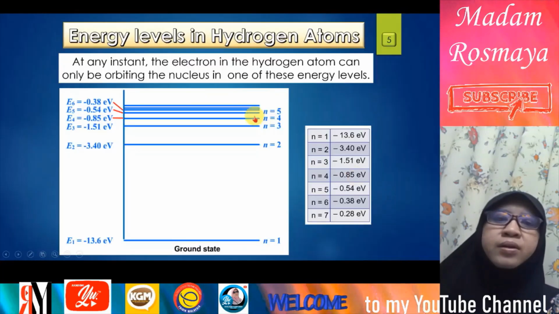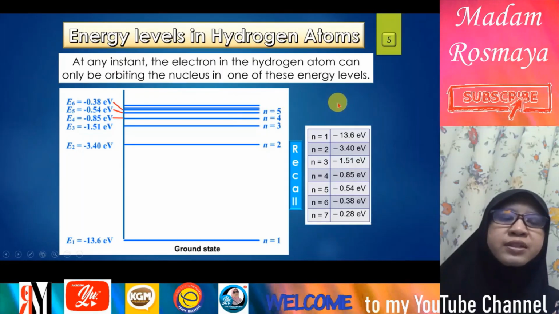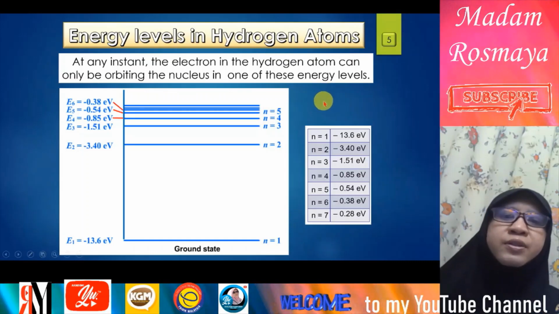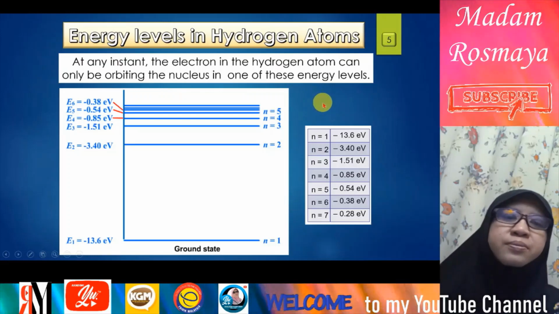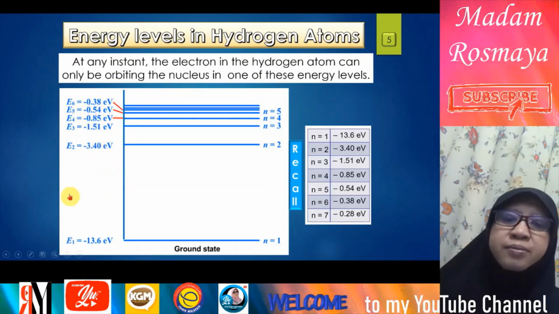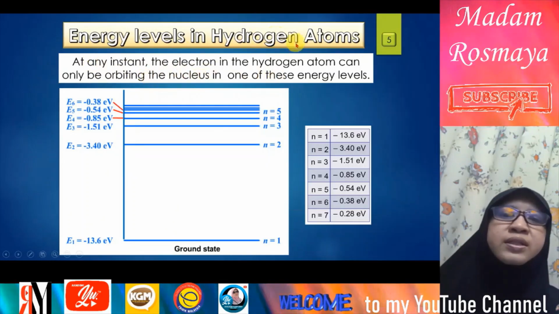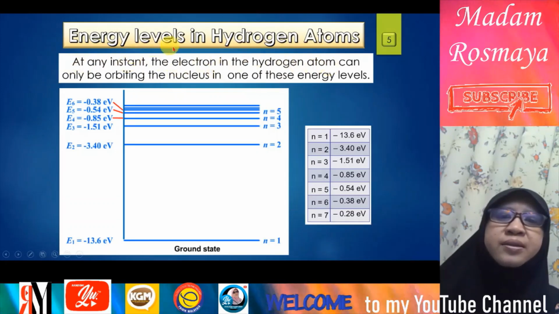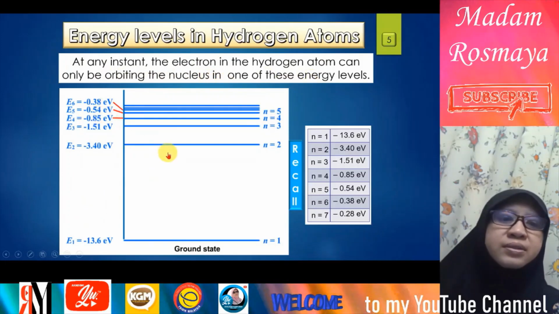So we are going to use the wavelength formula just now to calculate the wavelength of the photon emitted or absorbed, in this case, in the transition of the electron in the hydrogen atoms. So at any instant, the electron in the hydrogen atom can only be orbiting the nucleus in one of these energy levels.